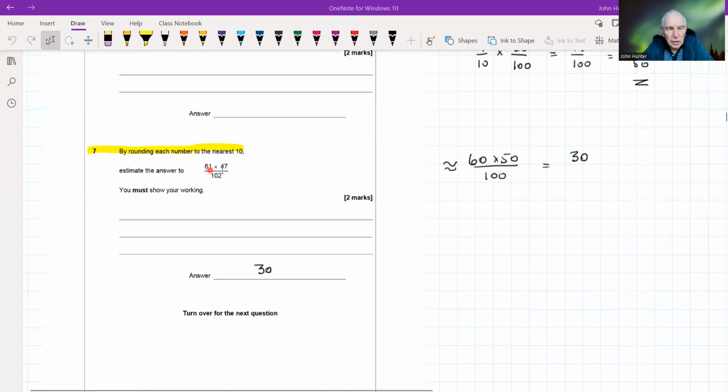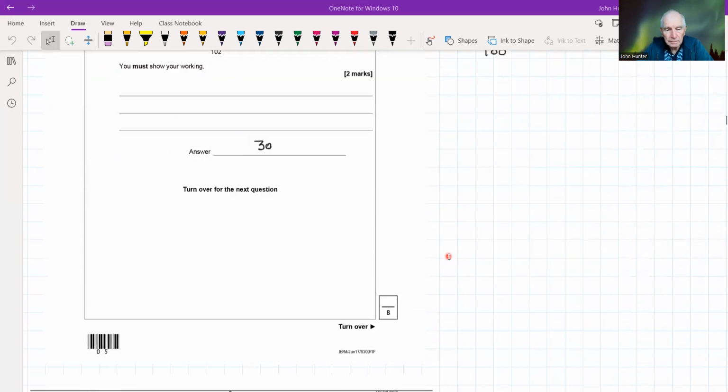this is going to round to 60, this is going to round to 50, this is going to round to 100 if it's to the nearest 10, which is still to one significant figure. So we get this. This is what it's approximately equal to, and then there's a bit of cancellation here because these zeros will go out, and we just end up with 6 times 5, which is 30. So that is that one.